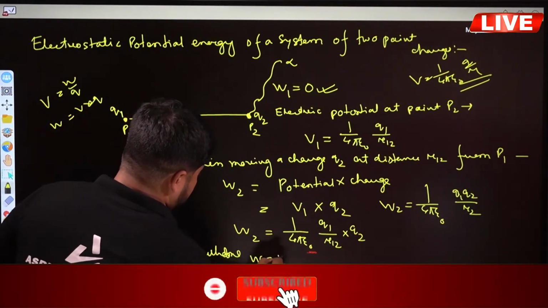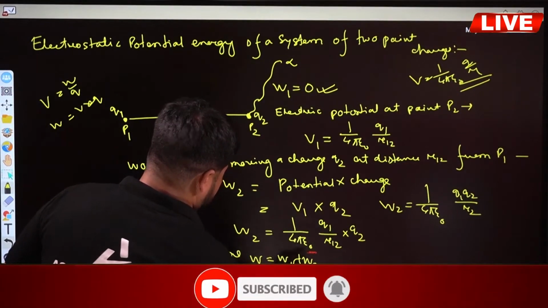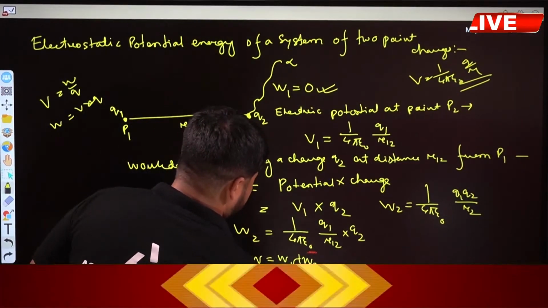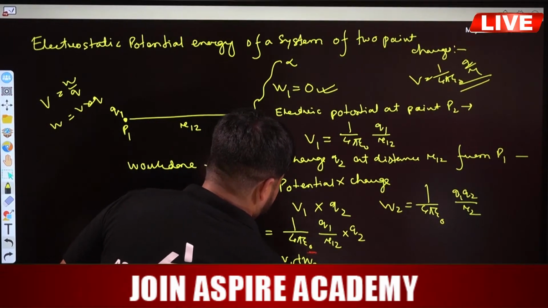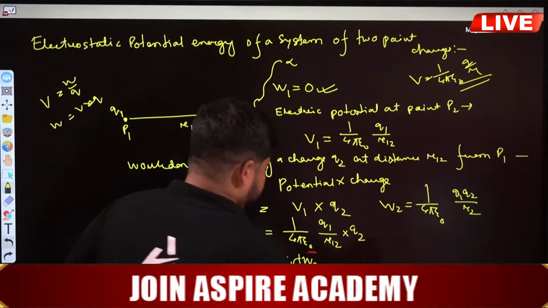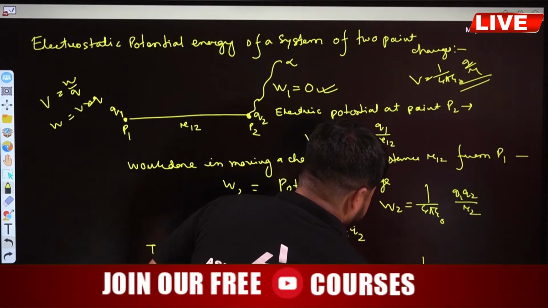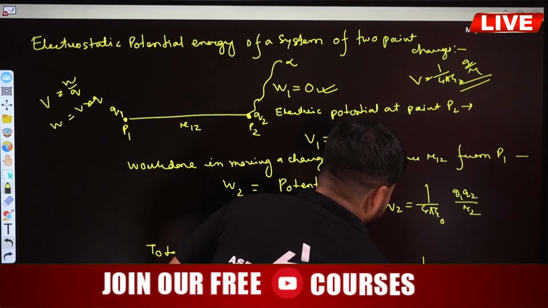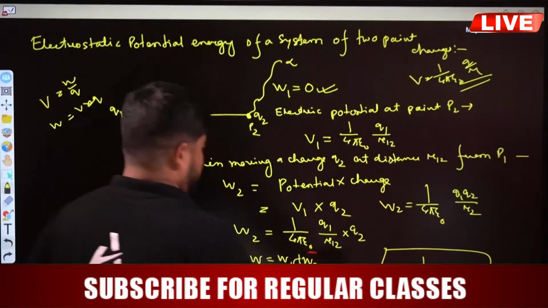W is equal to what? W1 plus W2. So W1 is equal to 0. W2 is equal to 1 by 4 pi epsilon naught Q1 Q2 by R12. So we are getting W is equal to 1 by 4 pi epsilon naught Q1 Q2 by R12. This is the amount of work done in bringing the two charges.